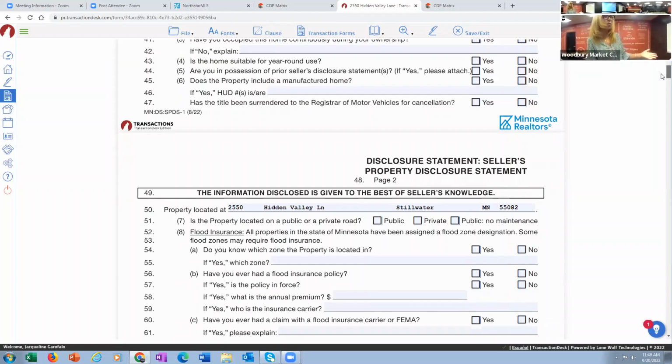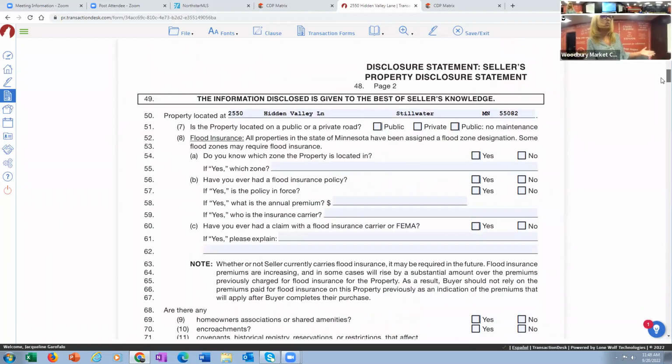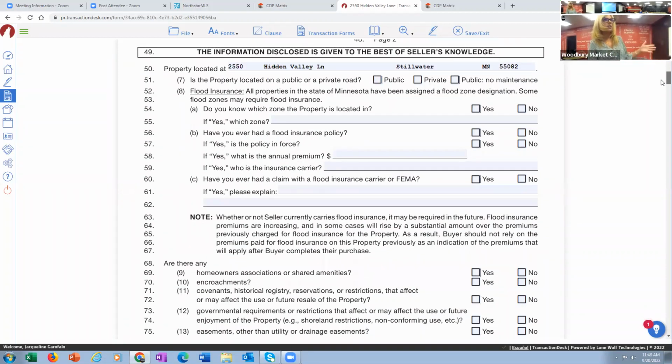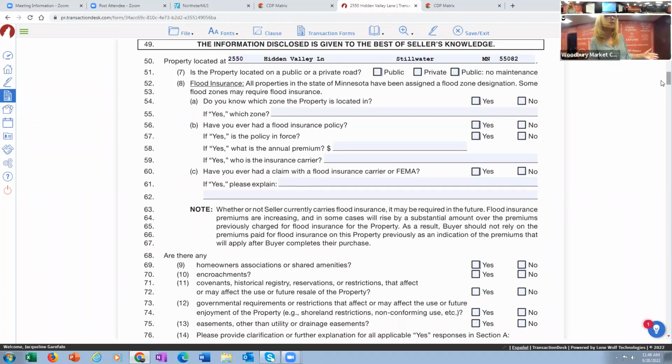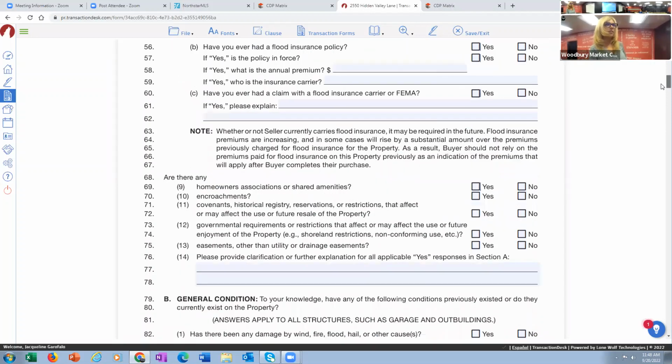Then we talk about zones and flood zones. Is it, no. Usually for me, it's not located in a flood zone. I do some work on the river, so I'm aware of the flood zoning, but typically I'm not in flood zones.